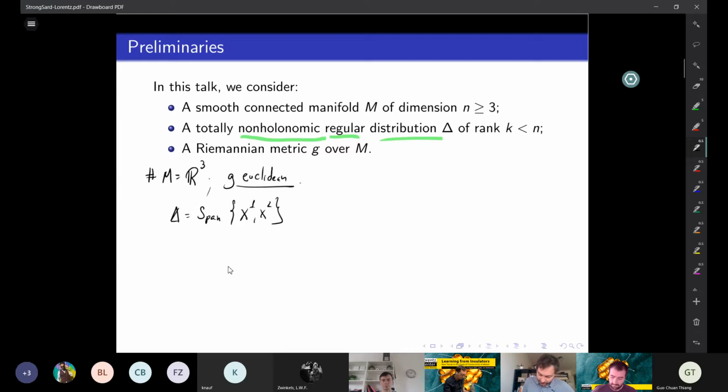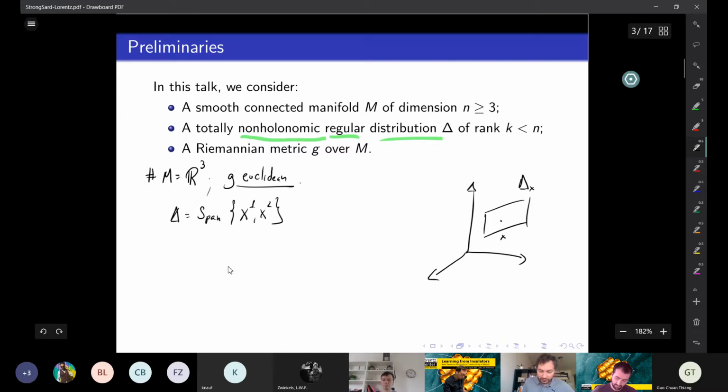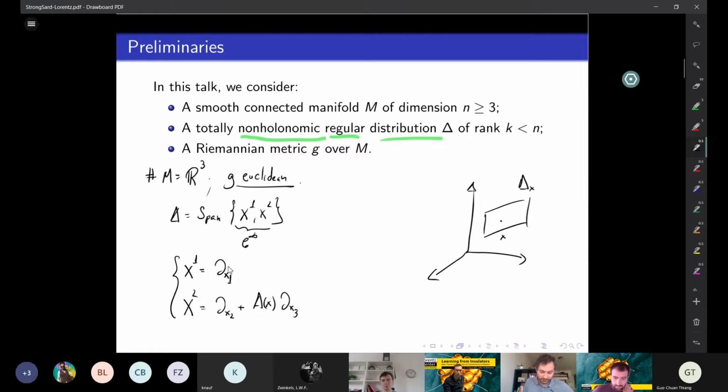This means that for every point of R3, we have a subvector space of the tangent space of dimension 2. These 2 vector fields are going to be smooth. Since they generate something of dimension 2, I can assume, by local theory, by the flow box theorem, that X1 is just the derivative with respect to x1. And here's the nice part: X2 is going to be the derivative with respect to x2 plus a function, let's call it A of x, x3.